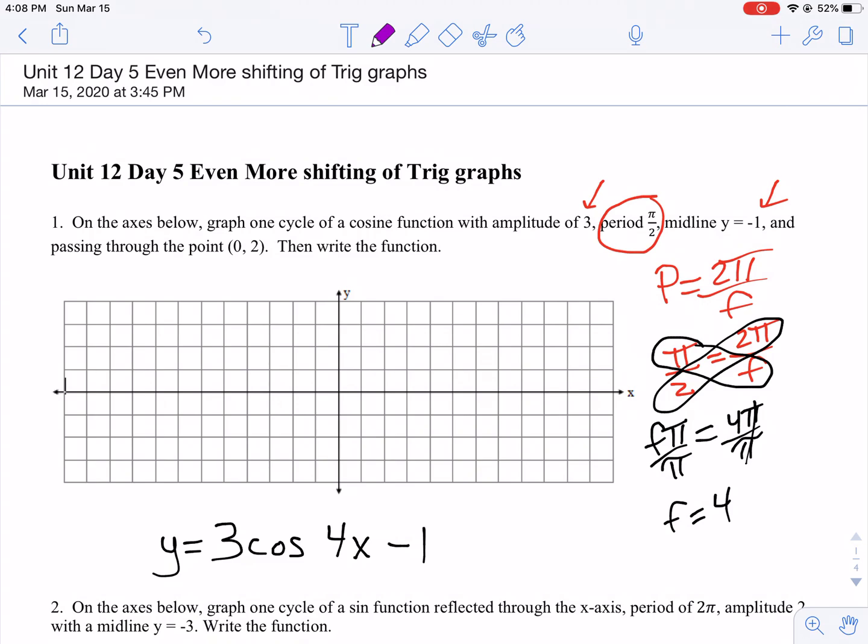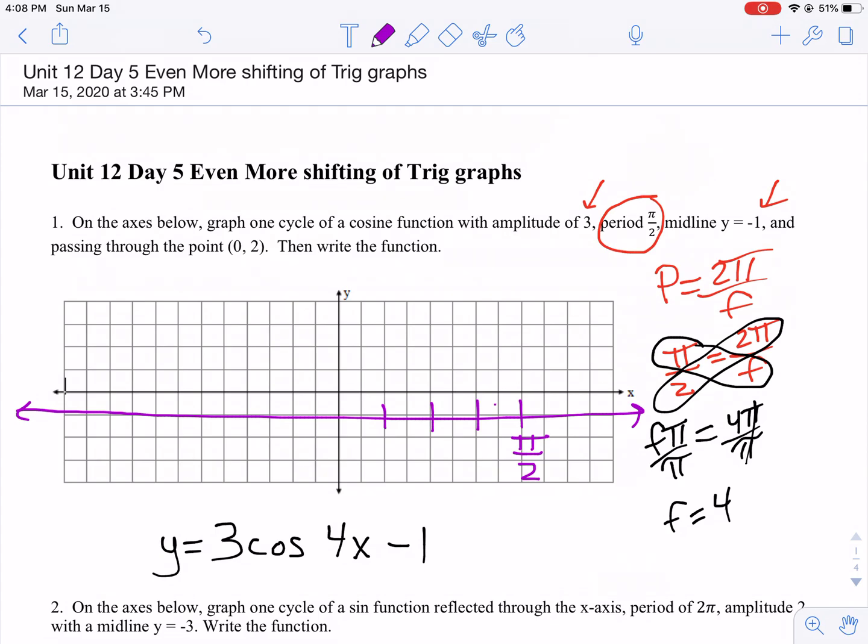or if you wanted to graph from the words, the midline is y equals -1. So I'm going to draw that in. That now becomes my ground zero, my base. Okay, so I have to mark 1, 2, 3, my 4 critical points. The last one gets labeled with the period because they said one cycle. So the period was pi halves. I label that pi halves.